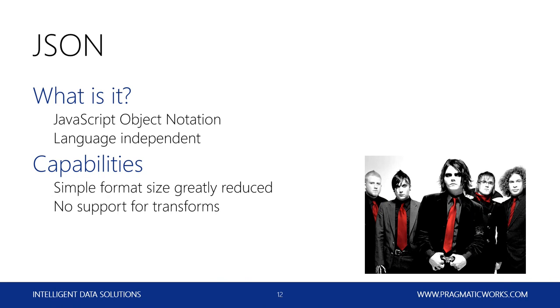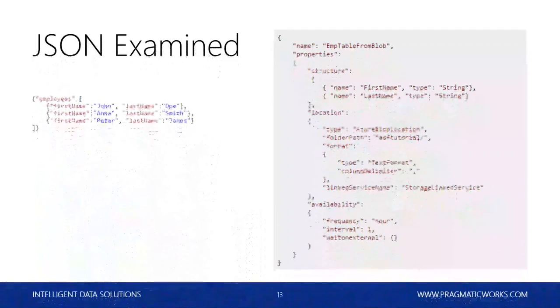But anyway, so JSON, what is it? JavaScript object notation. It's language independent, just like XML. Lots of parsers. It's very simple. The format size has been greatly reduced. There's no support for transforms. So let's dive into that a wee bit.